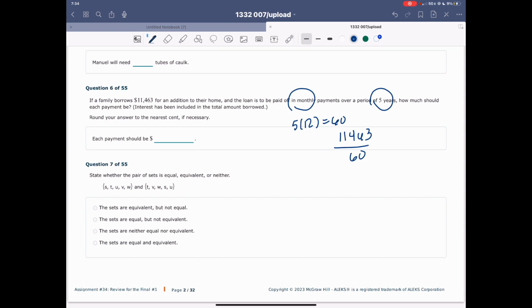And then when you do that, you get $191.05. Remember, cents is 2 decimal places.